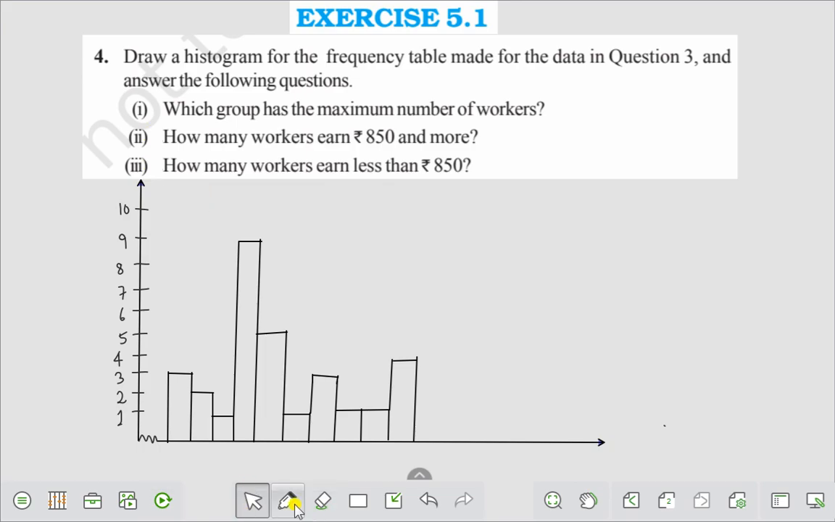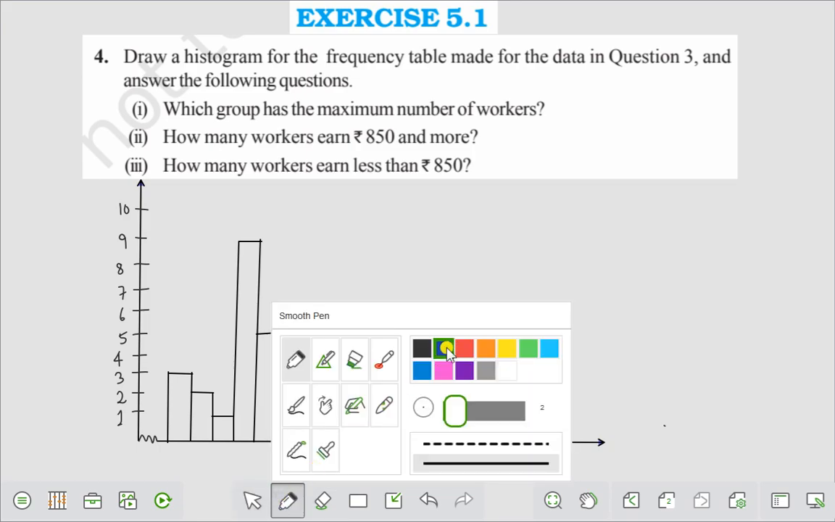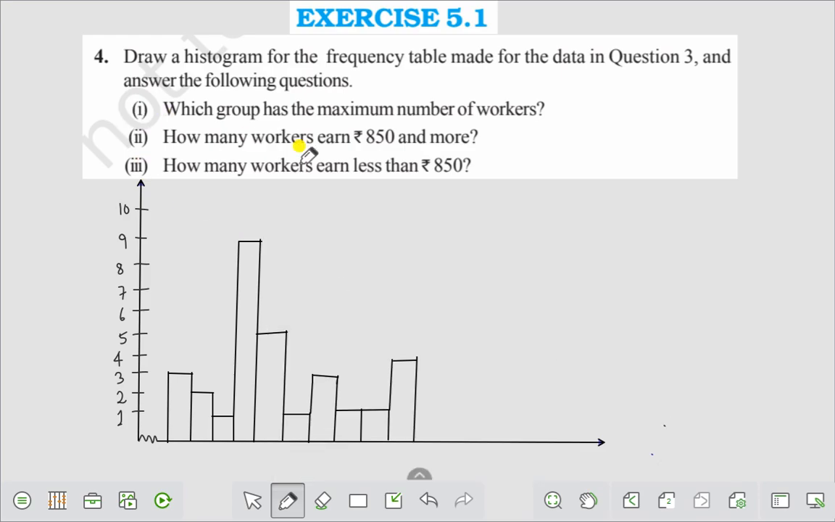If you study this frequency table and this histogram, we find that number 1, which group has the maximum number of workers? With observation of this histogram, you see this group. The group we have not written, the group is like 800 to 810.